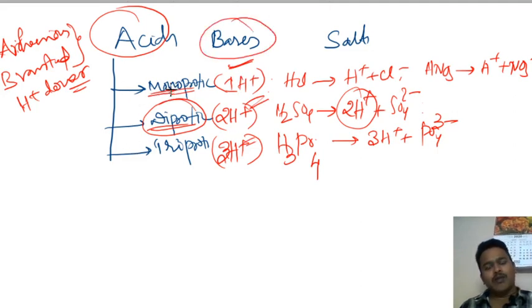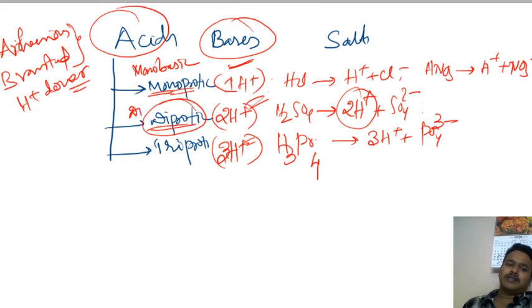Monoprotic acid, diprotic acid, triprotic acid; likewise monoacidic bases and diacidic bases. Here monoprotic, diprotic, and you can say the monobasic acid. The other term is monobasic acid. This is dibasic acid. This is tribasic acid.